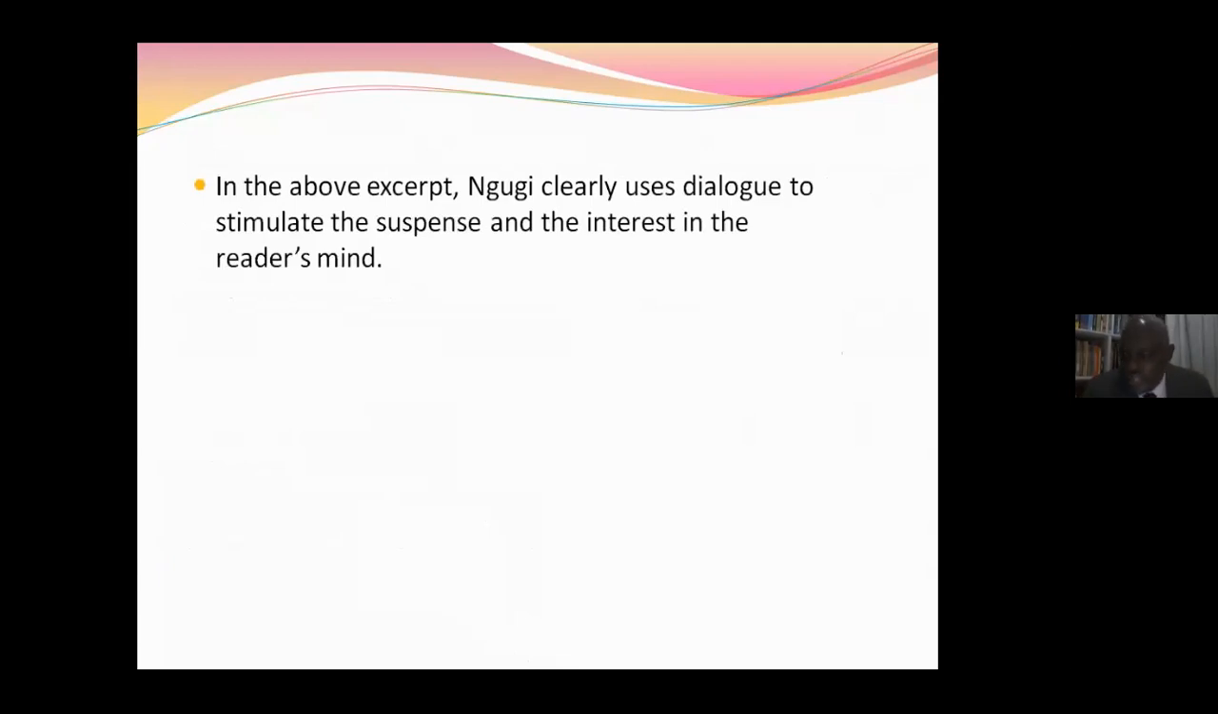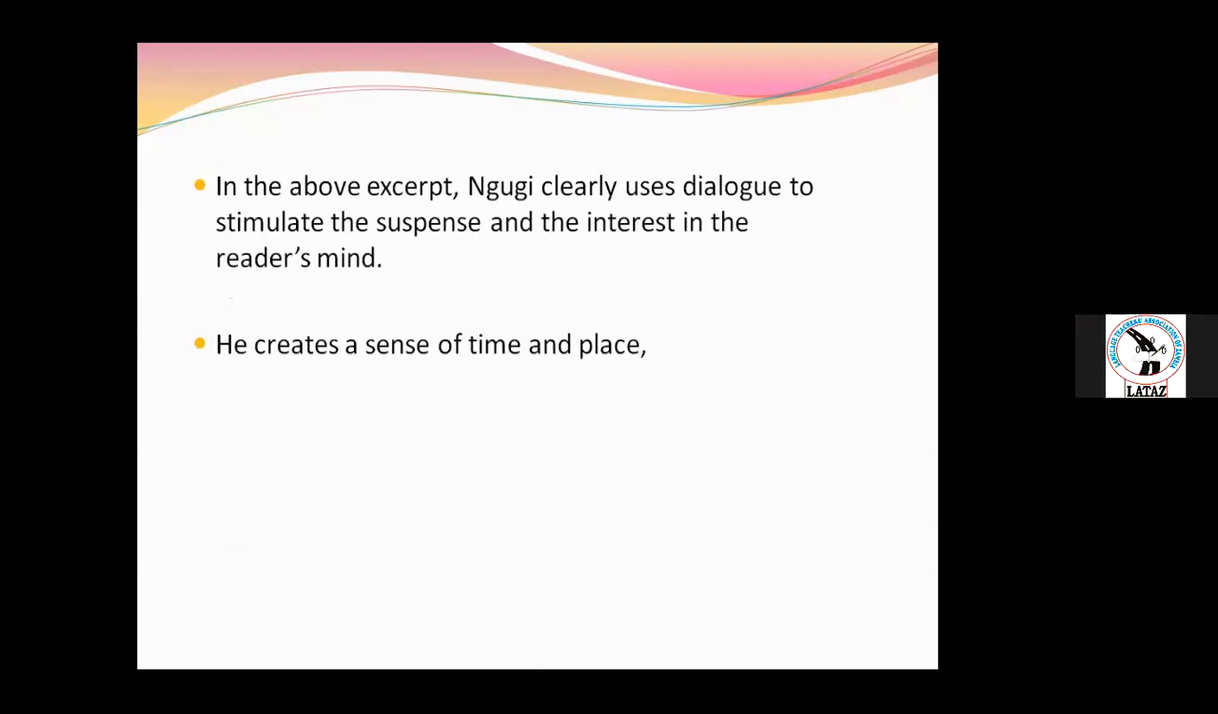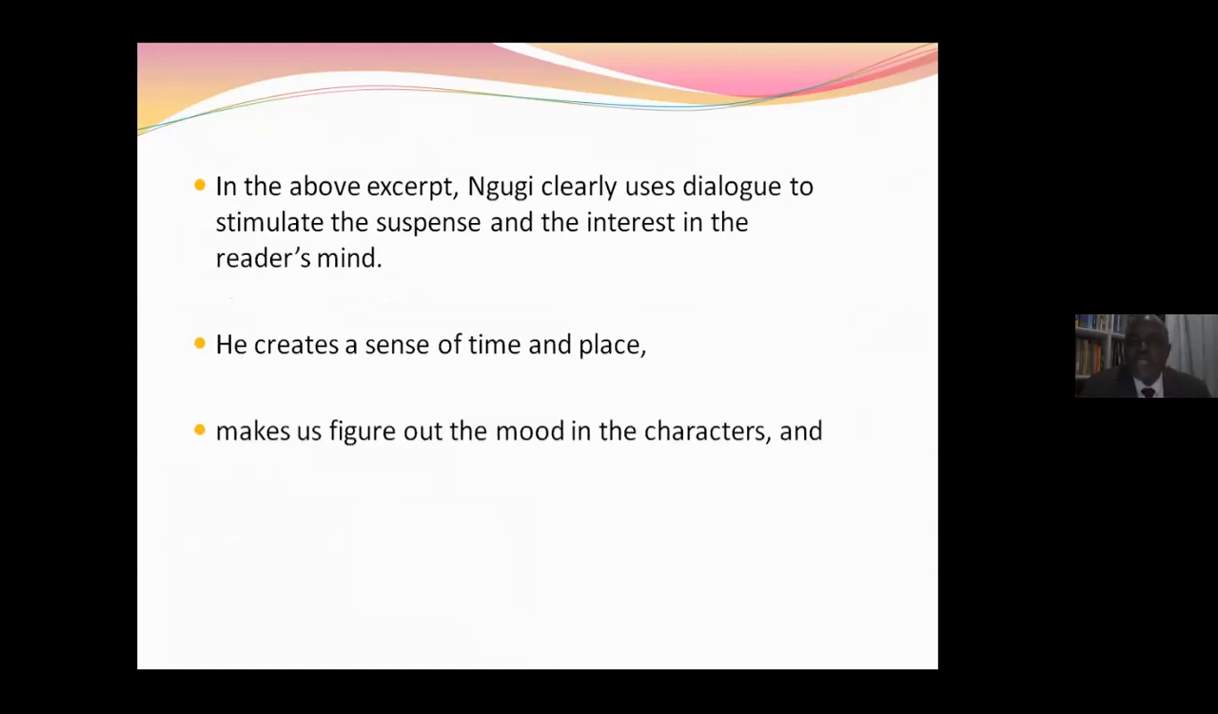And now, when we look at this dialogue, you don't need to read the entire story to realize what is going on there. So Ngugi clearly uses this dialogue to stimulate the suspense and the interest in the reader's mind. He creates a sense of time and place, makes us figure out the mood in the characters, and also makes the reader move along with the story.